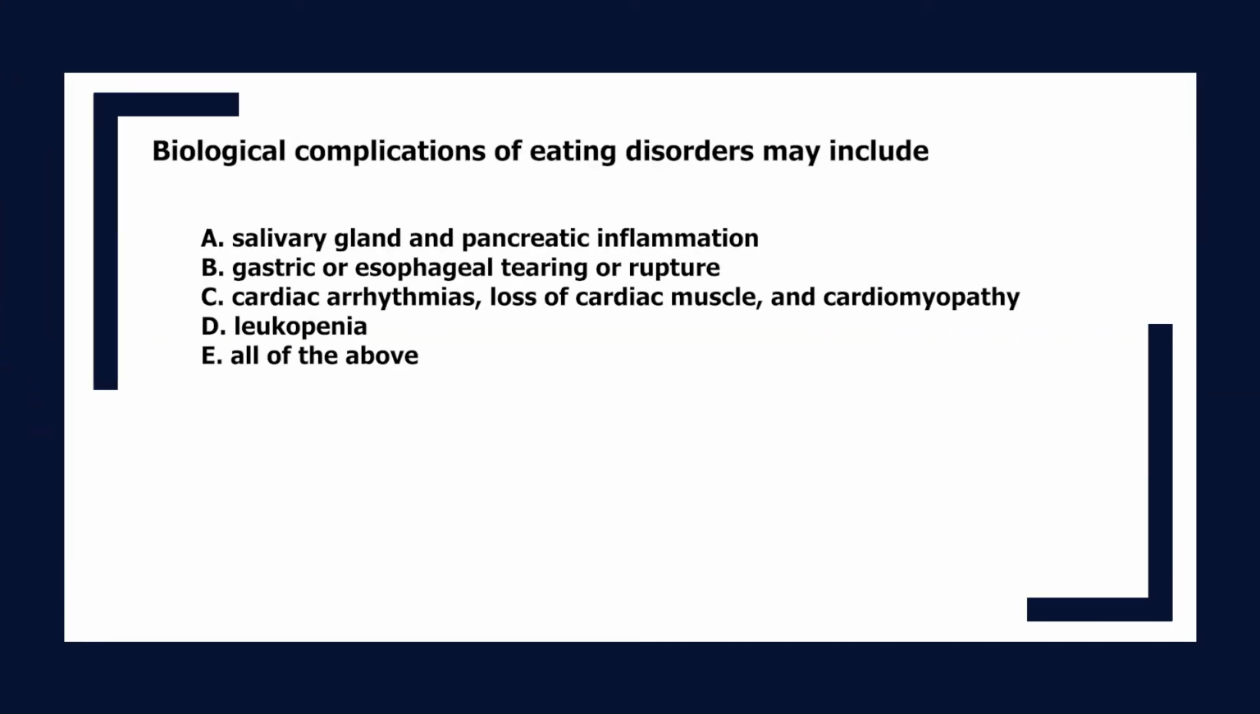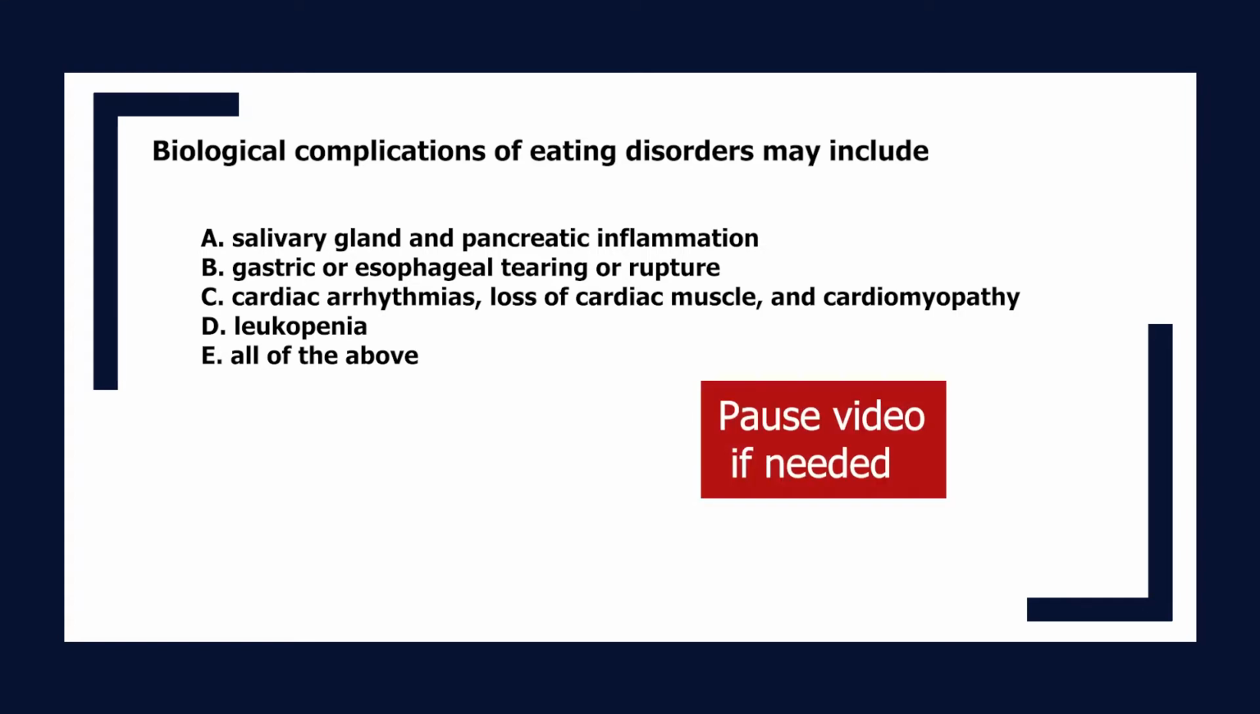Biological complications of eating disorders may include A. Salivary gland and pancreatic inflammation. B. Gastric or esophageal tearing or rupture. C. Cardiac arrhythmias, loss of cardiac muscle, and cardiomyopathy. D. Leukopenia. E. All of the above.